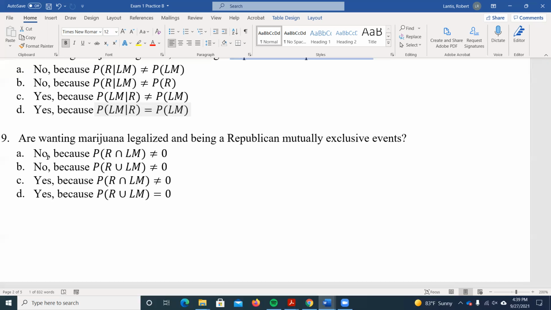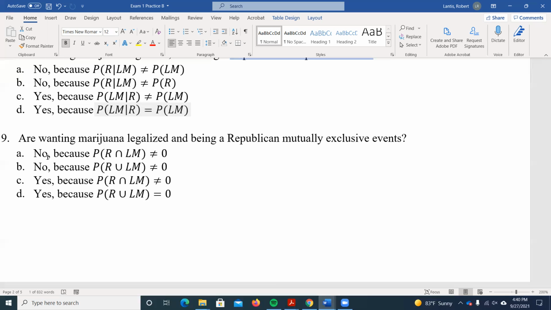Any questions on that before we keep going? So the key there is, for mutually exclusive, they are only mutually exclusive if that intersection is 0. If it's not equal to 0, then no, they aren't mutually exclusive.